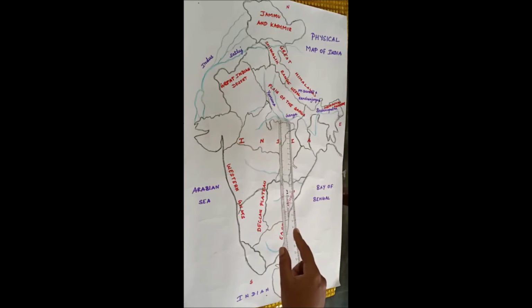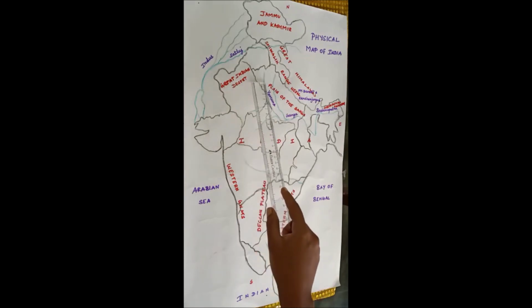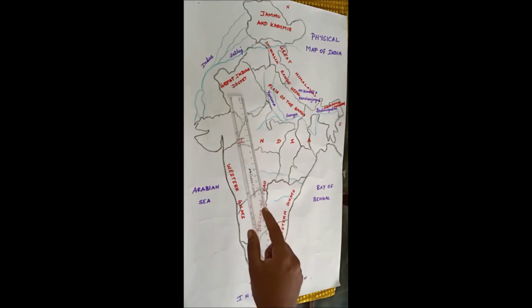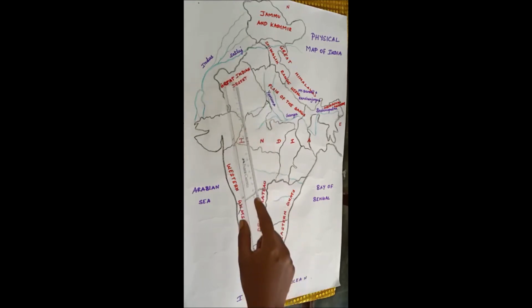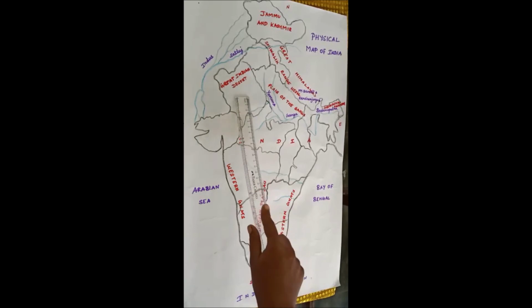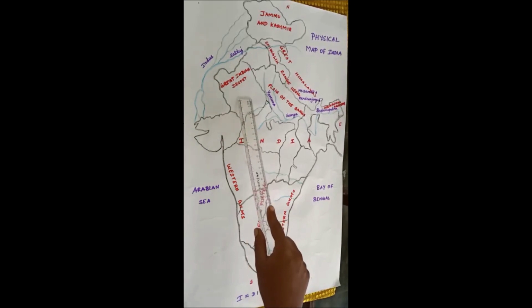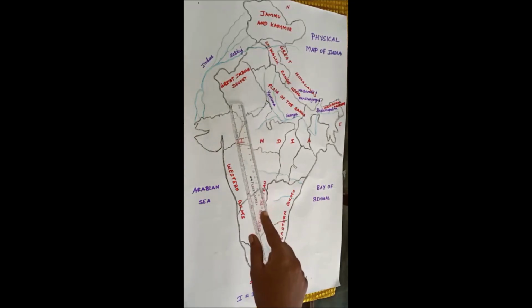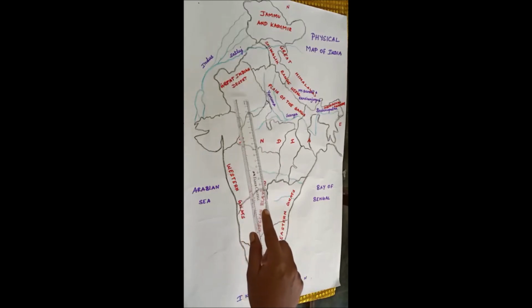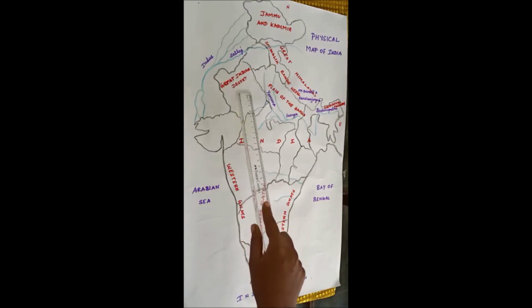Okay, children, and next we saw about the Great Indian Desert, the other name called the Thar Desert. It lies in Rajasthan. This region has very little rainfall and is very dry. And the camel, known as the ship of the desert, is adapted to life in this desert. This is all about the Great Indian Desert or Thar Desert.